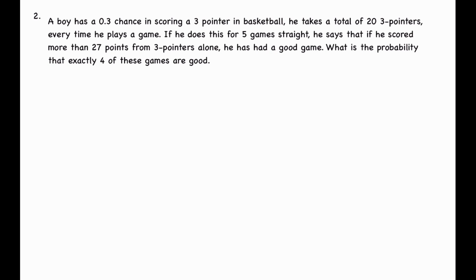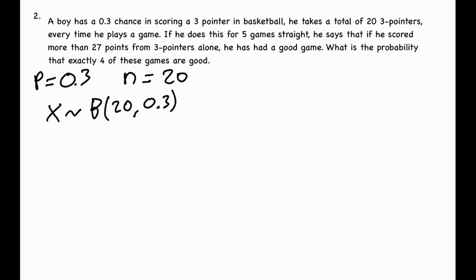So we know that the probability of him scoring a 3-pointer is 0.3, and he takes a total of 20 3-pointers, so we can say n equals 20. And so a distribution of 3-pointers in a game is just X follows the binomial of 20, 0.3, where a 3-pointer is a success. So he does this for 5 games straight. He says that if he scored more than 27 points from 3-pointers alone, he has had a good game.